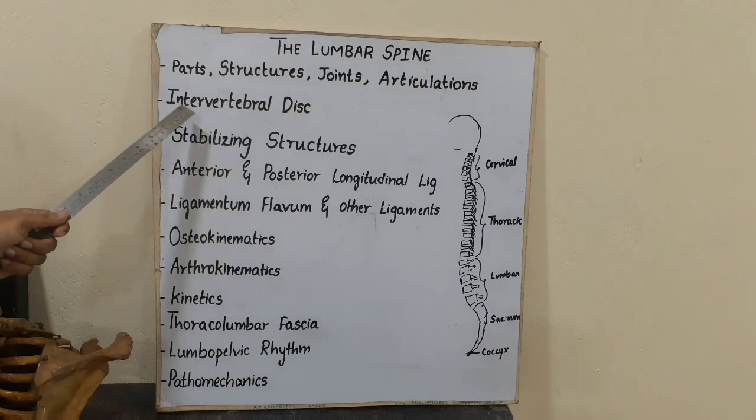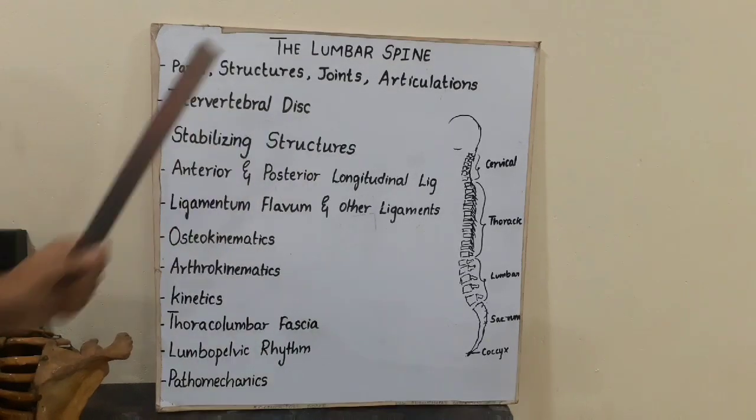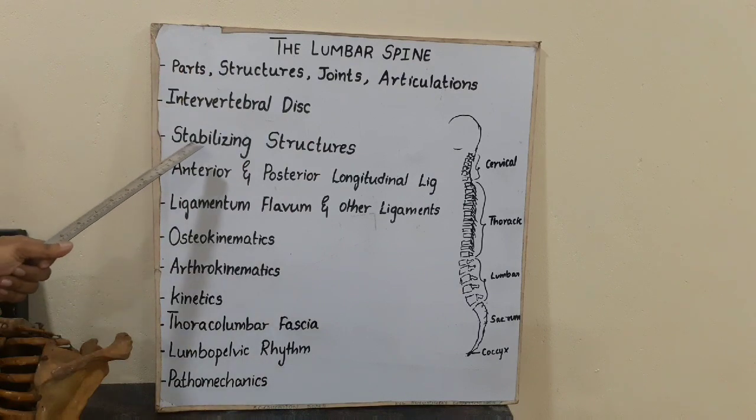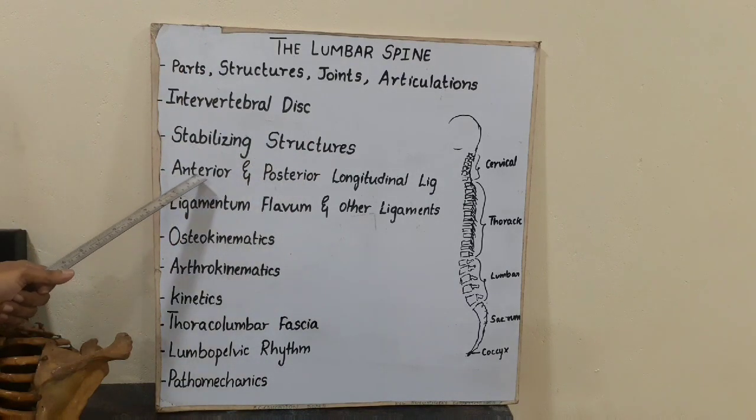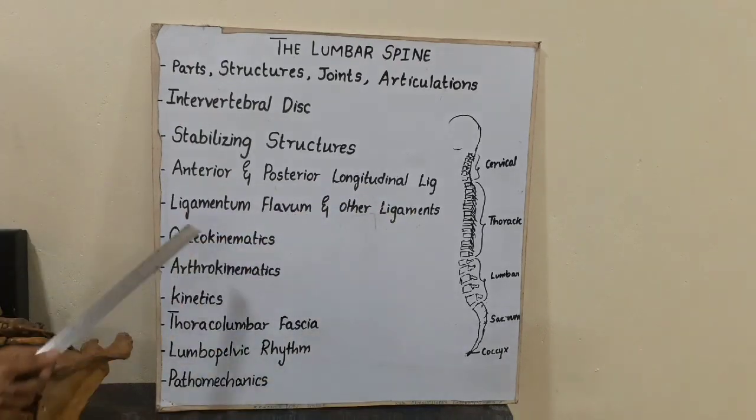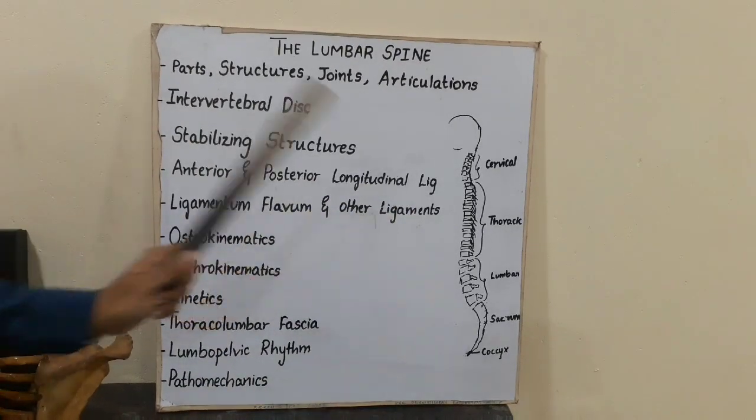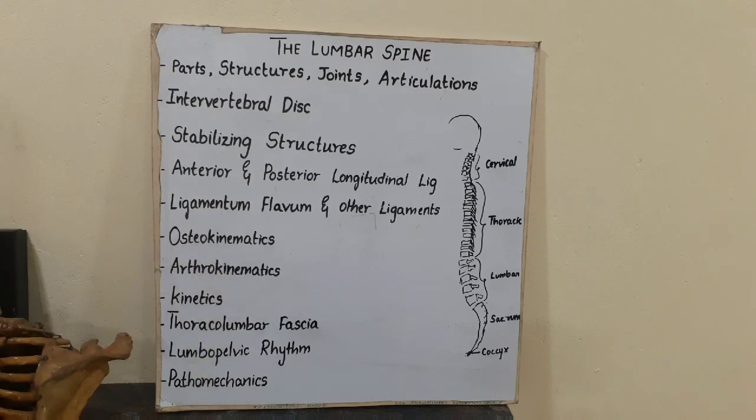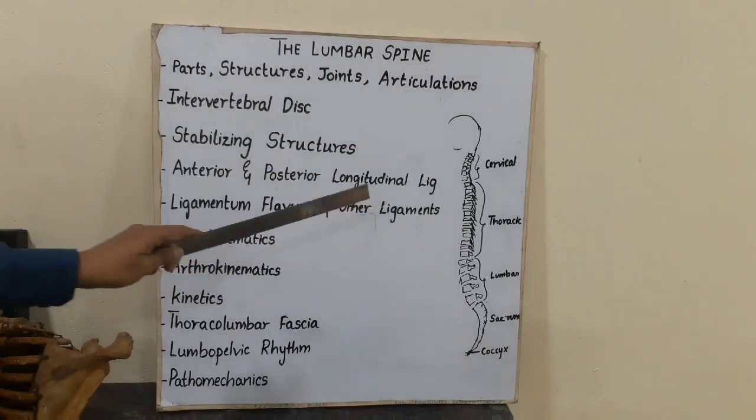Then the next class will be having intervertebral disc. And then I talk about stabilizing structures, anterior and posterior longitudinal ligament, ligamentum flavum and other ligaments, osteokinematics, arthrokinematics, kinetics, thoracolumbar fascia, lumbopelvic rhythm, and then finally we end up with pathomechanics. So this is the format.